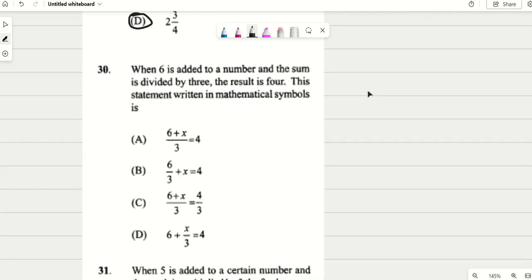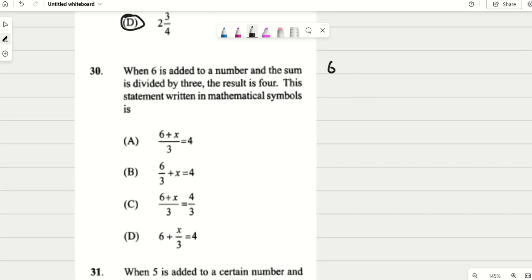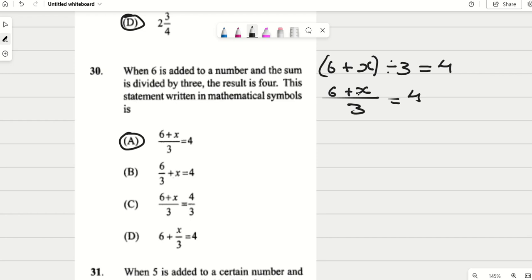Number 30: when 6 is added to a number, let's write this down. 6 is added to a number, let's put the number as x. And this sum is divided by 3, and this is equal to 4. What is your answer? So instead of divide by 3, you could say 6 plus x, all divided by 3 is equal to 4. And you see that your answer is A. So when you're reading this question, guys, you just write out what they're telling you. 6 is added to a number. We don't know what the number is, so I just put an x. 6 plus x. And the sum, that's what you add, is divided by 3. So you divide the entire thing by 3 is equal to 4. So you look at these options and you see that A is the same thing that we wrote.